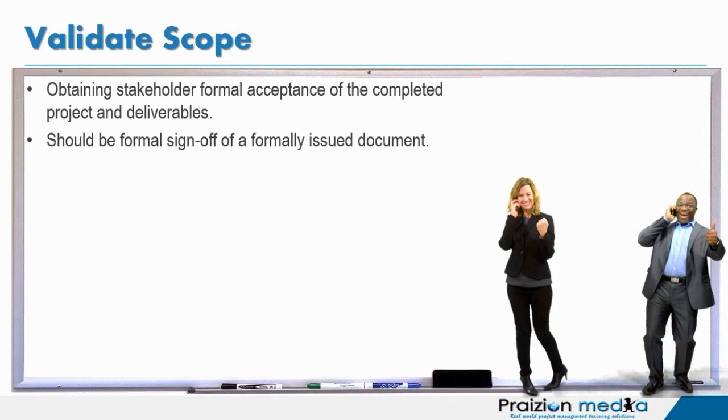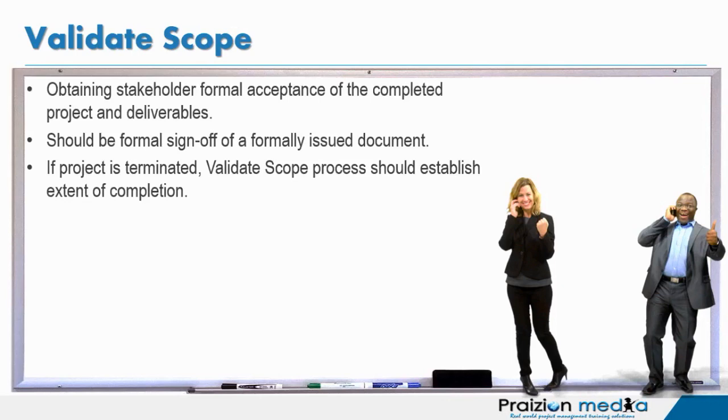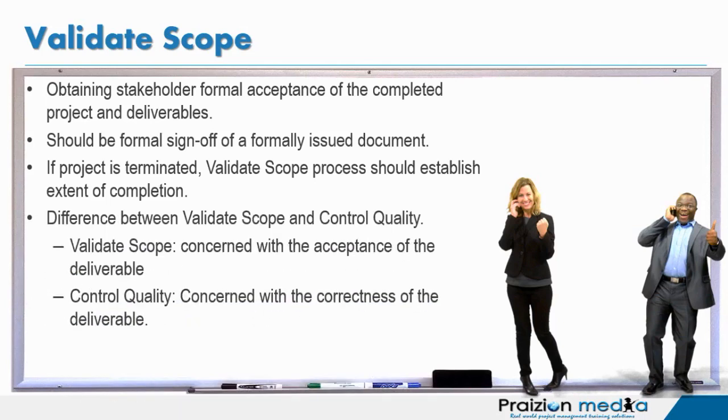It should be a formal sign-off of a formally issued document, and be aware that if the project is terminated for any reason, then the validate scope process should establish the extent of completion of the cancelled project.